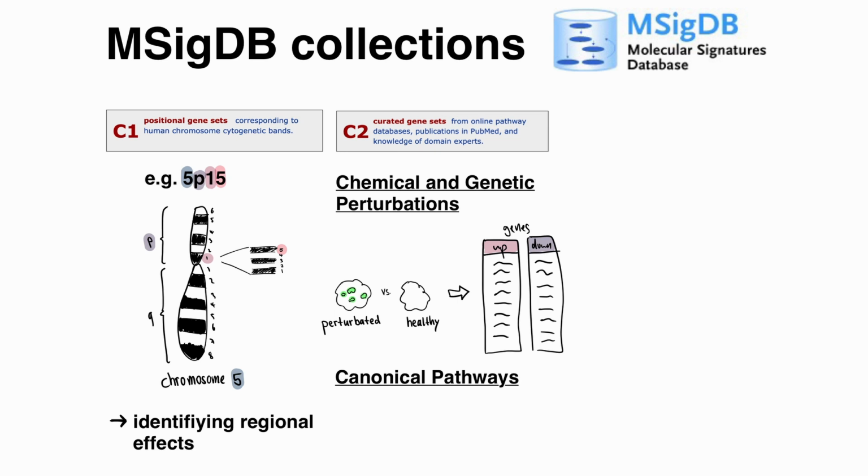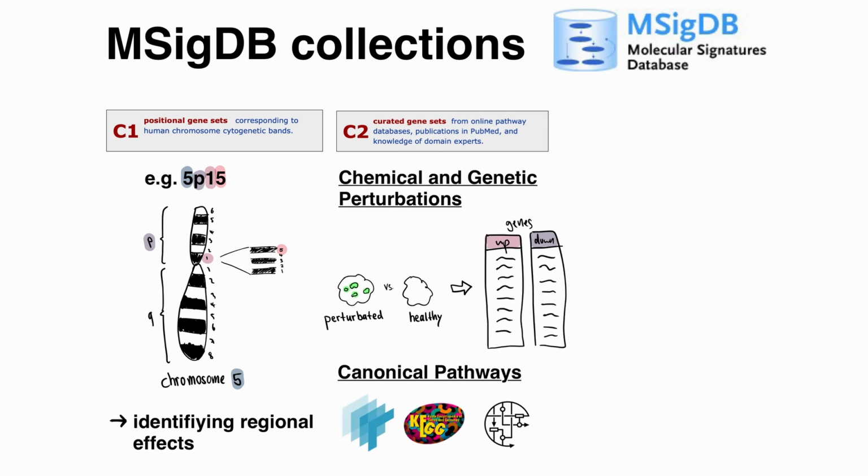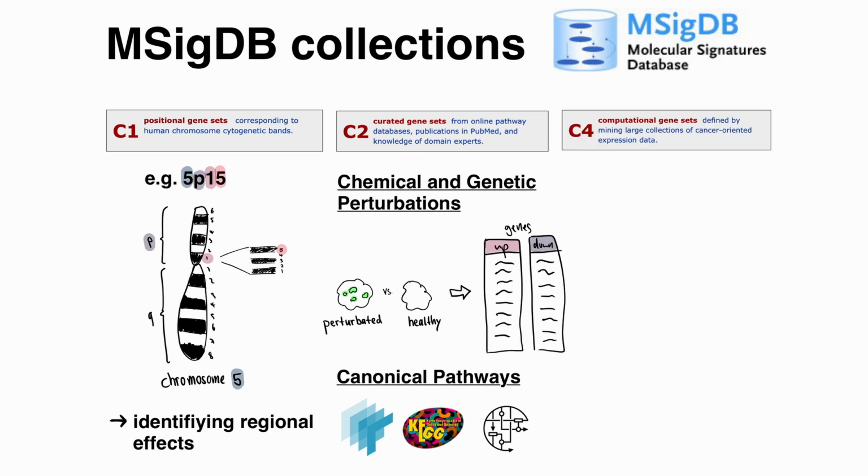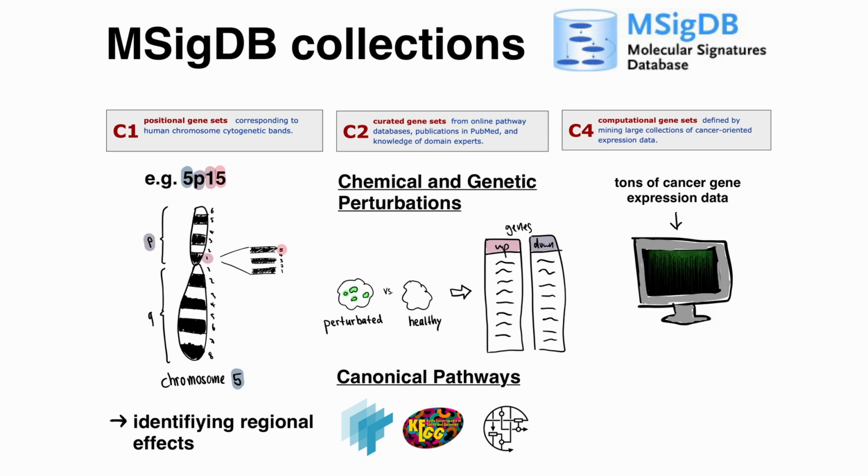It contains pathway gene sets curated from major databases like Reactome, KEGG, and Wikipathways. C4 are computational gene sets. It is called computational because its gene sets are derived through advanced data mining and computational analysis of large-scale cancer-related gene expression datasets. Instead of being manually curated or experimentally generated, these gene sets are identified using algorithms and statistical methods that detect patterns, correlations, and modules from vast amounts of gene expression data.